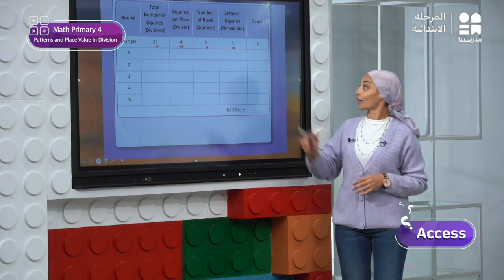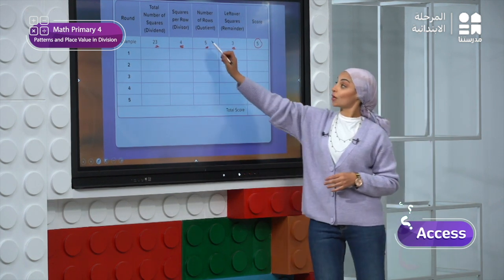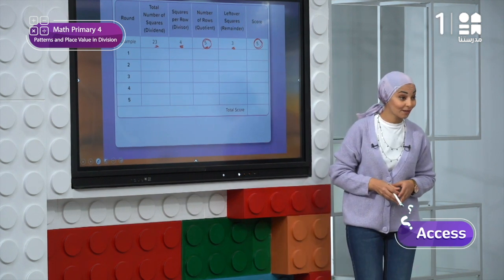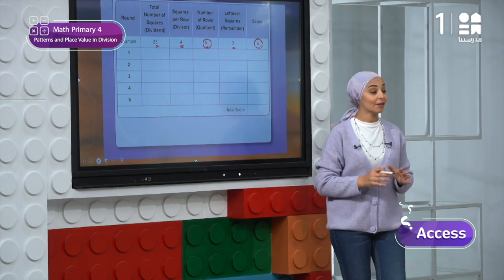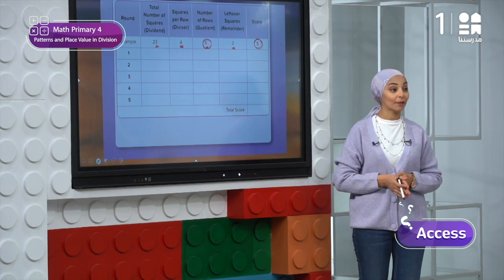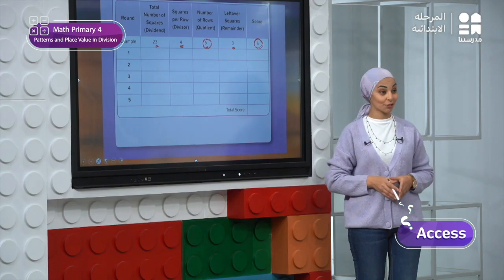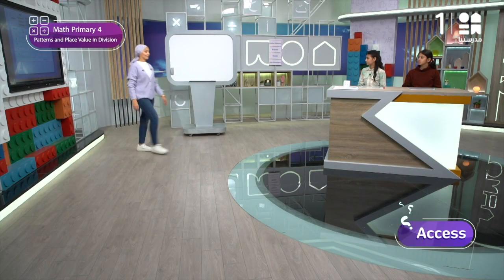What about the score? How do I calculate the score? I calculate it by the rows. 5 rows means my score is 5. 6 rows means my score is 6. What if I don't get any remainder? The score will be doubled. Did you understand it very well? If I don't have any remainder, I will double my score. Okay, now let's start our game.